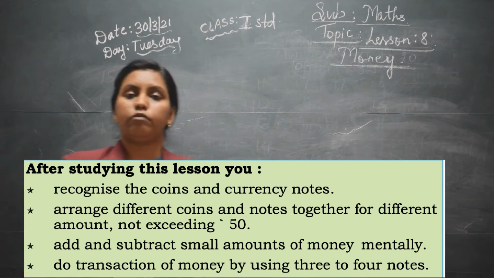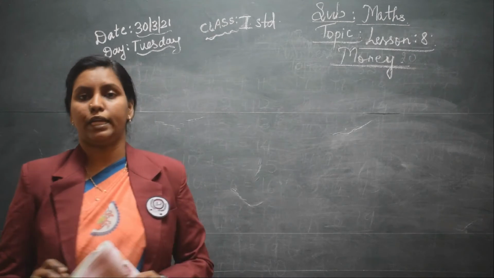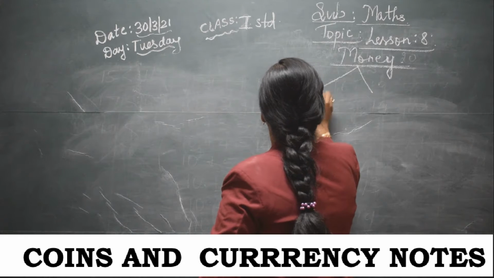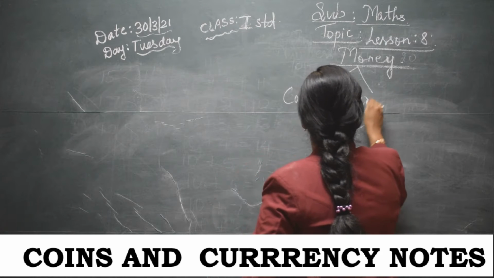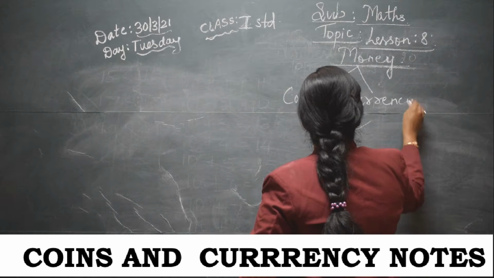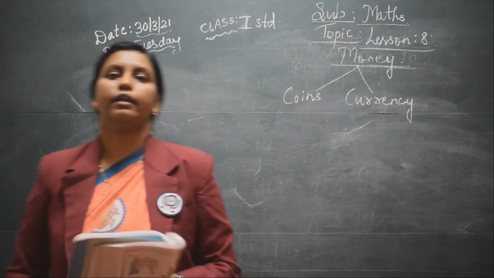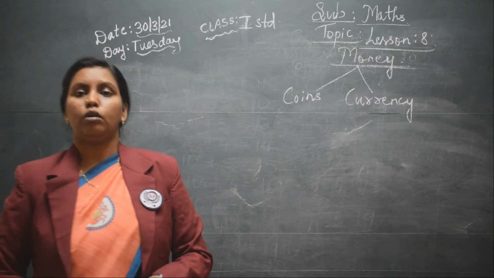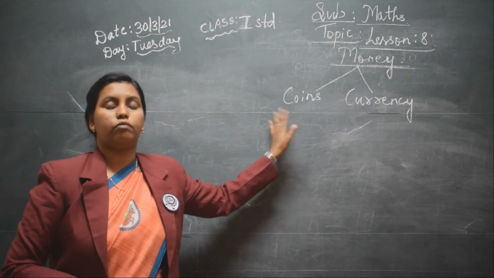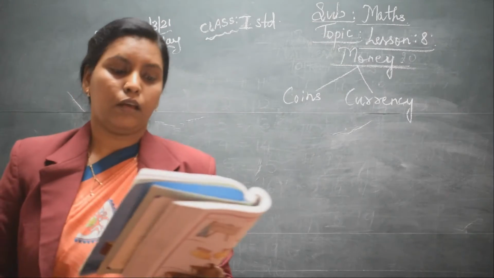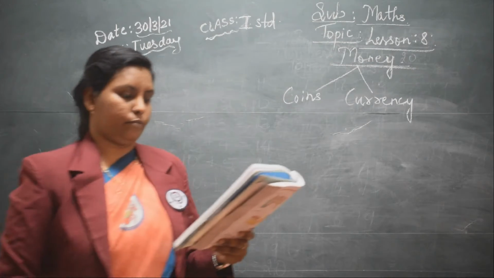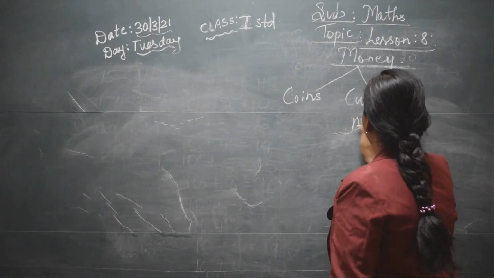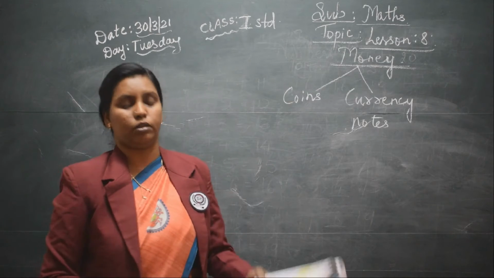So first of all, children, what do you mean by money? Money is the coins and currency. Money consists of coins and currency. It is the currency of one country. So money is the combination of coins and currency notes. You can call it currency notes also.